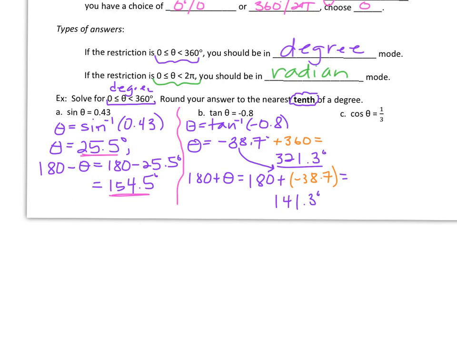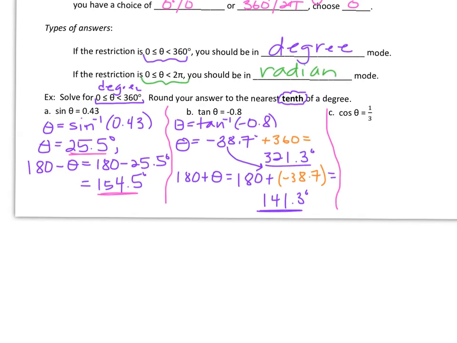So thinking about when tangent is negative, by definition, tangent's negative in quadrants 2 and 4. We've talked about this lots of times. 321.3 degrees and 141.3 degrees are in quadrants 4 and 2 respectively. So those are the solutions for tan theta equals negative 0.8. All right, let's try that last one.